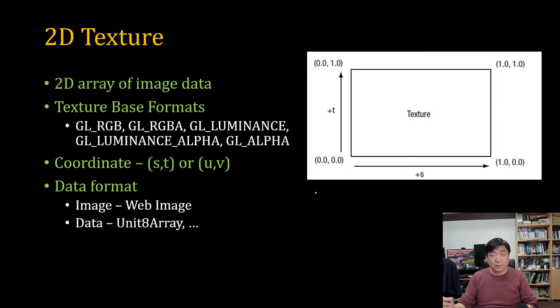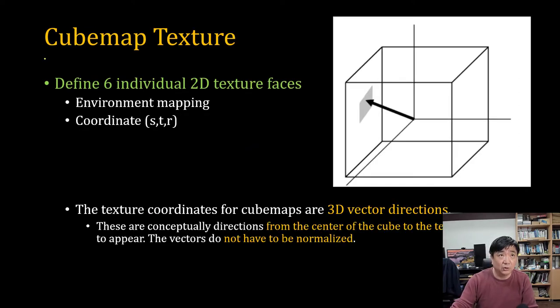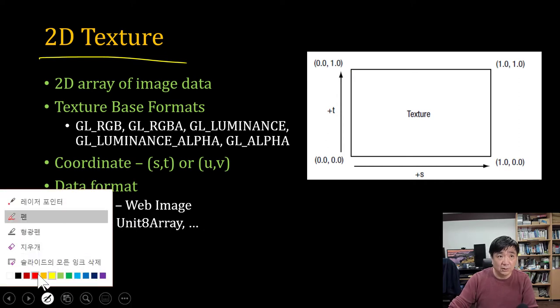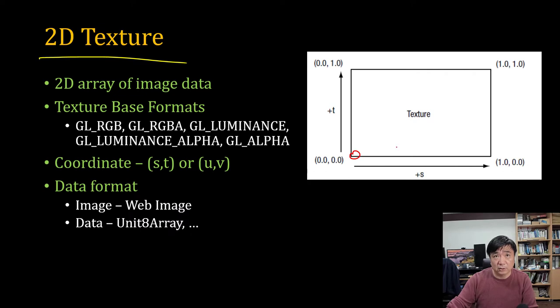There are two kinds of texture in WebGL. One is the 2D texture, the second is the cube map. In the case of a 2D texture, it is just one image. The origin is here, 0,0, and the endpoint is here, 1,1. The actual pixel dimension, how many pixels are in this texture, does not matter. We just use the normalized coordinate, okay?